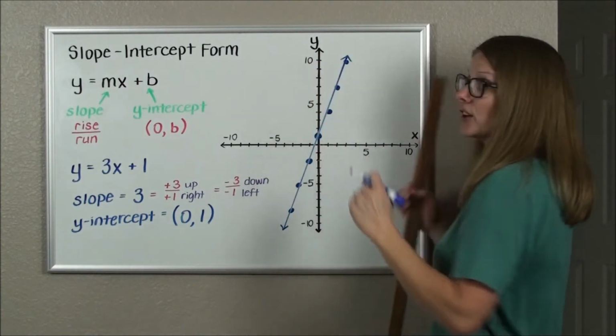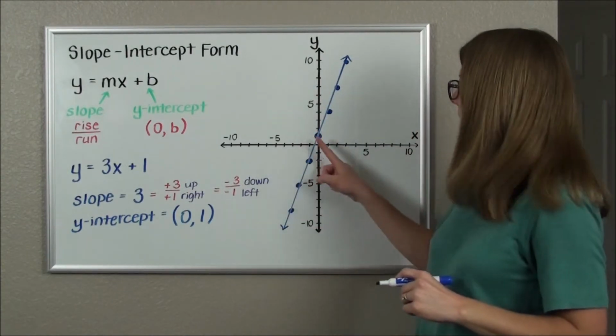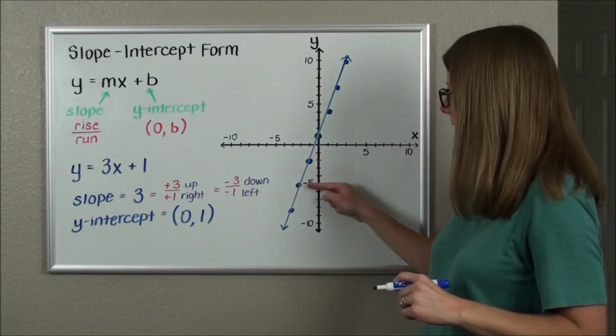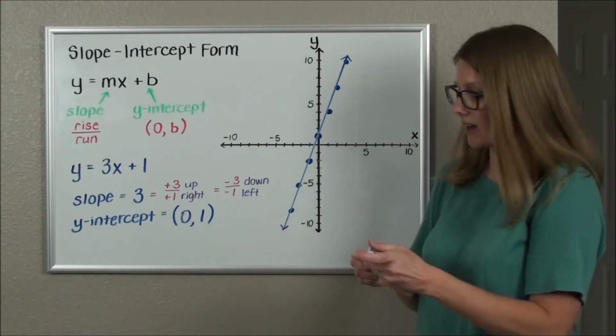And again, don't forget your arrows to show that this line continues with the same up 3, right 1, or down 3, left 1. It keeps that same pattern forever. That's what those arrows are telling us.